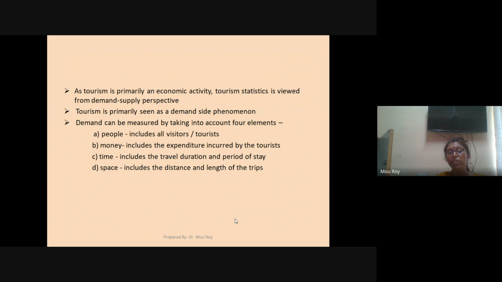Of course, tourism is primarily seen as a demand-side phenomenon. It has become a demand because people want to visit destinations and enjoy life, not only work. On the first day I explained MICE, M-I-C-E, which stands for meetings, incentives, conferences and events. Nowadays, whenever you have conferences, experts from different companies participate and have proper discussions.